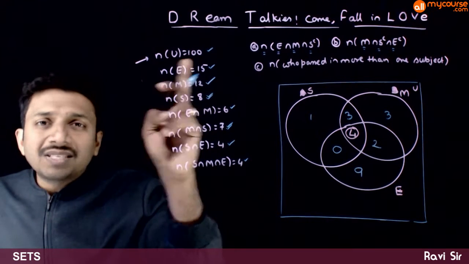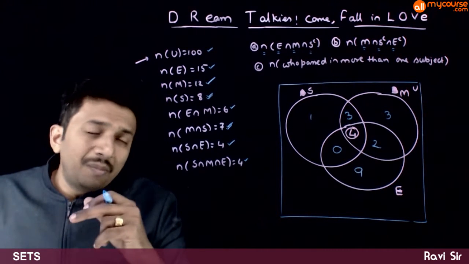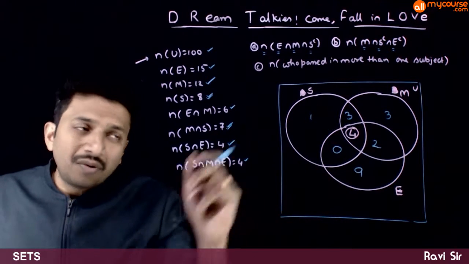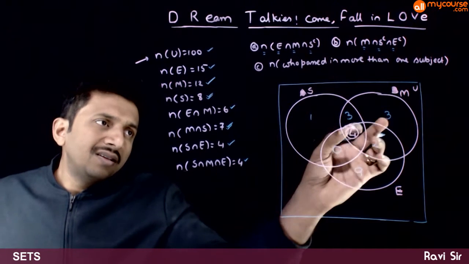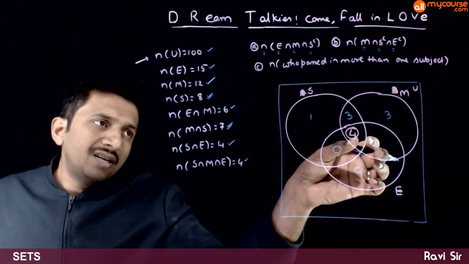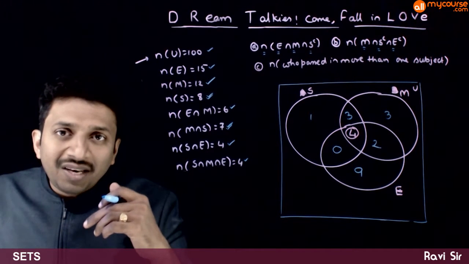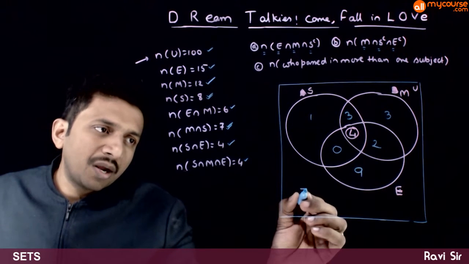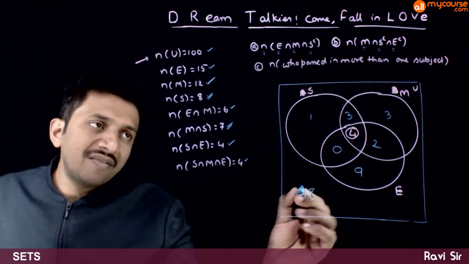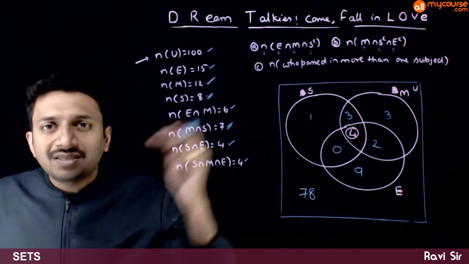And we know that the universal set has 100 students, but not all the 100 students have been accounted. So 9, 10, 16, 20, 22 students have been accounted. So the remaining 78 students have been unaccounted. That means the remaining 78 students are outside this set.